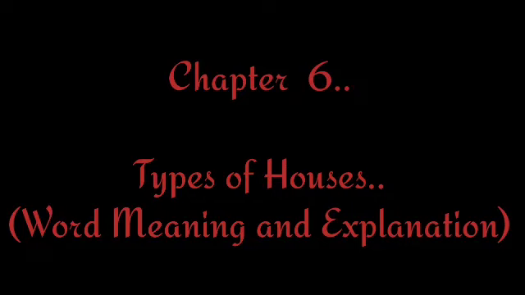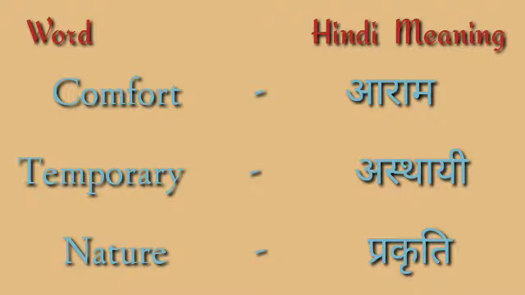Today we are going to study Chapter 6, Types of Houses, explanation and word meaning. So let's start with word meaning. First word meaning is comfort. Comfort means aram. I repeat, comfort means aram.